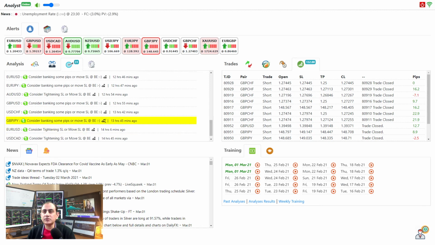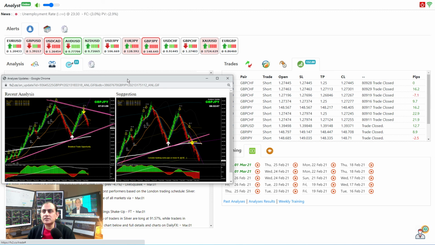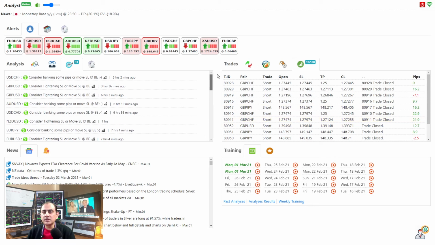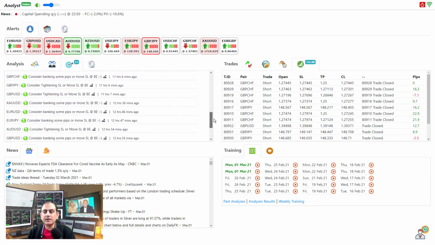And pound yen, we had a beautiful trade. You can see here this was a pretty straightforward triangle pattern breakout, a beautiful short trade. So you can see all these beautiful 31 analyses, and most of them you can see here banking some pips.